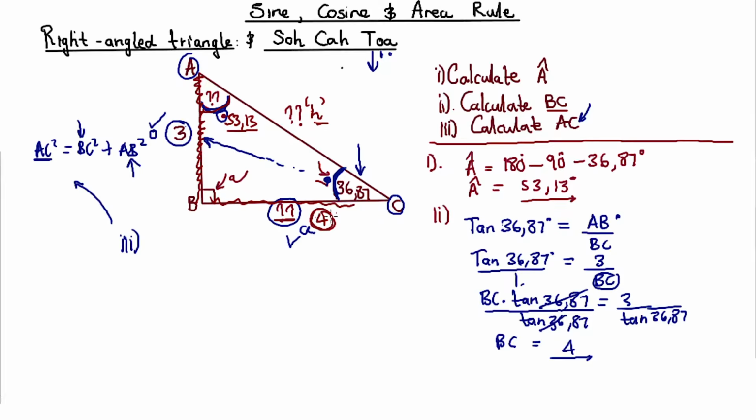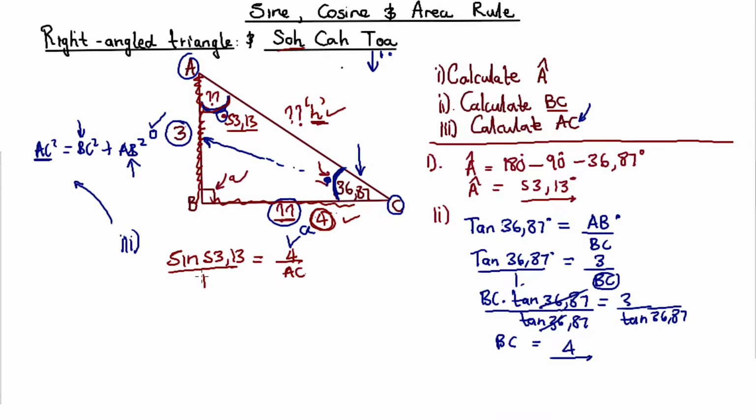I'm referencing this angle, and I'm working with the opposite side. I want to calculate the hypotenuse. So I need to ask myself, which ratio can I use to calculate H that has the hypotenuse as well as the opposite side? That is sine. So I'm going to say sine 53.13 is equal to opposite, the 4, over the hypotenuse, which is AC.